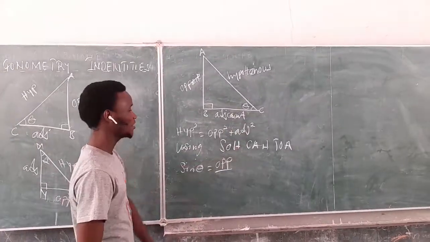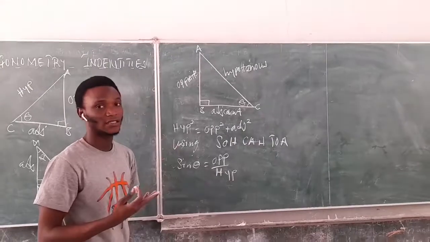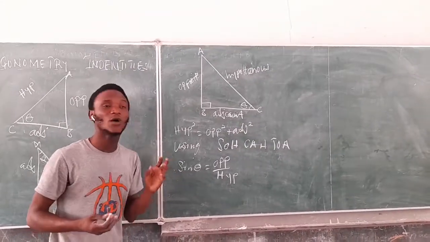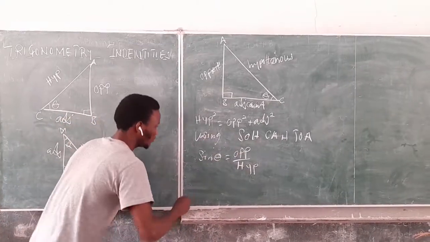The H is representing the hypotenuse. We have HYP, that's for the sine, meaning sine is always equal to the opposite all over the hypotenuse. Now let's come to the second one, which is CA.